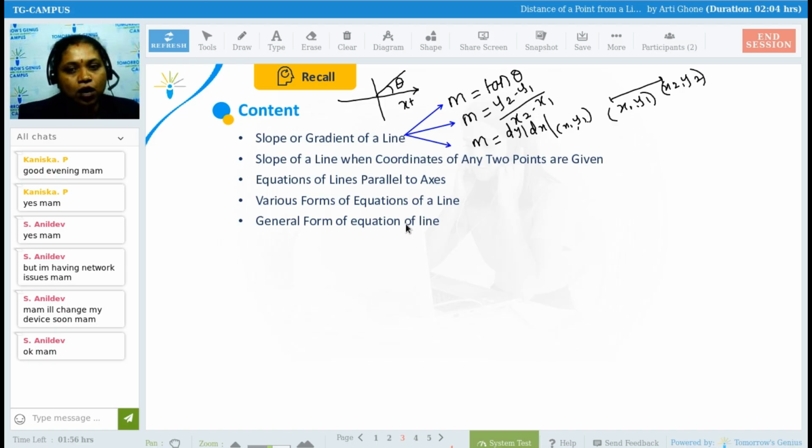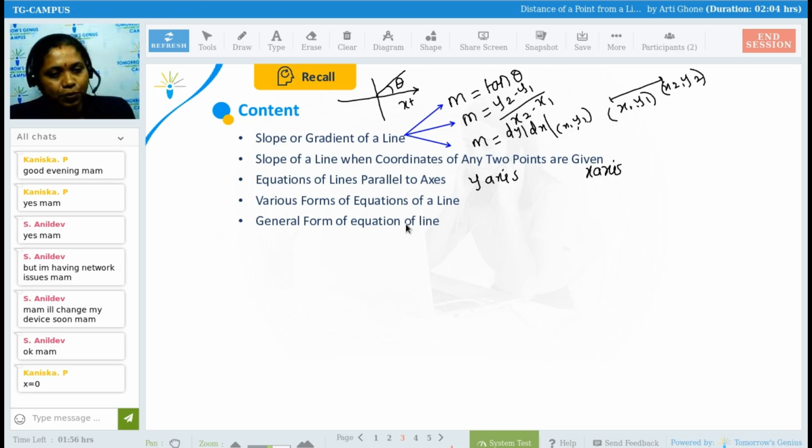Then after the slope of a line when coordinates of any 2 points are given, comes the equation of lines parallel to axis. Like what is the equation of the y-axis? Quickly. And what is the equation of the x-axis? Those are the only straight lines that are representing straight line. Okay, y-axis, very good, Kanishka. So the y-axis is x is equal to 0.